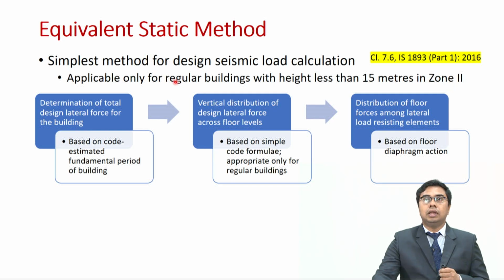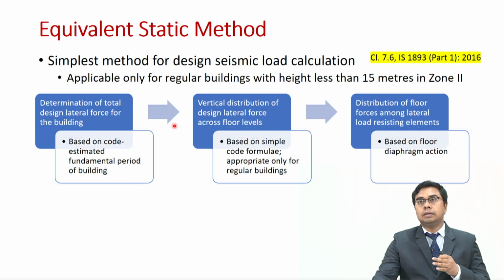In this equivalent static method, the first step is to determine the total design lateral force for the building. This is based on code estimated fundamental natural period of the building. Our IS code IS 1893 part 1 2016 lists a few expressions for estimating fundamental natural period of a building based on the structural system type. These expressions are very simplified in nature.